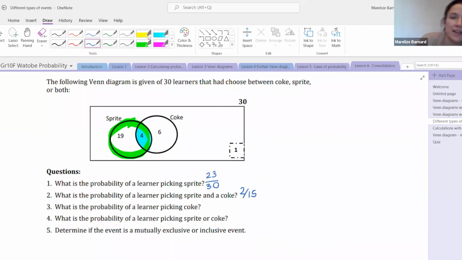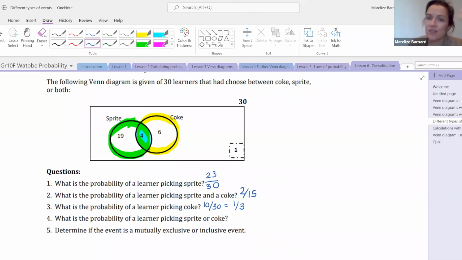Yes, okay, that's better. We are looking at everyone who likes Coke. That includes the people who like Coke and Sprite. So we're going to do 10 out of 30, which simplifies to 1 over 3. Good. Now, what is the probability of a learner picking Sprite or Coke?